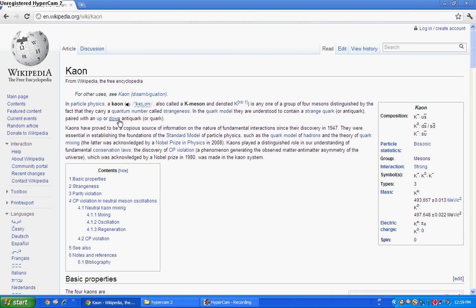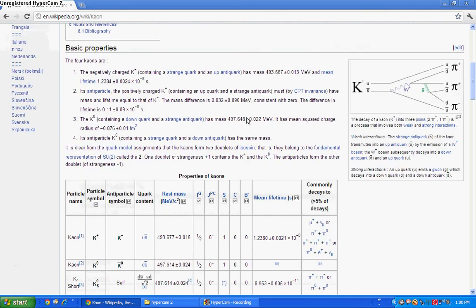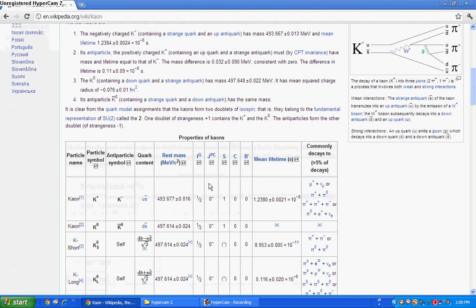Kaons contain a strange quark and an up or down quark. And by that I mean a strange quark or antiquark, and an up or down quark or antiquark. Kaons, I think, were the first place where they discovered strangeness, which just means they contain a strange quark. They're very short-lived. Let's see if it tells us the mean lifetime. Okay, 1.2 times 10 to the minus 8th seconds, which is very short.